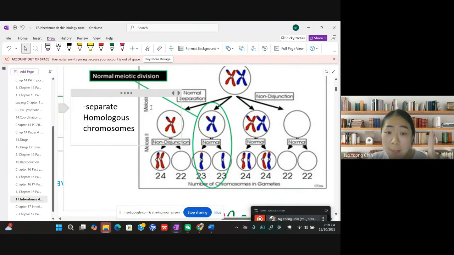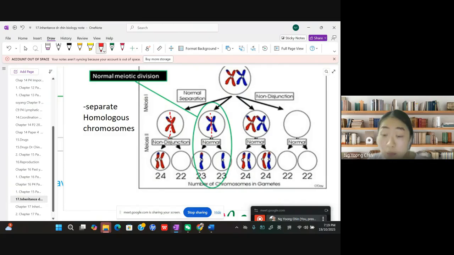So in meiosis 1, the first phase, you separate the homologous chromosomes. But in meiosis 2, you separate the sister chromatids. You separate here, like this. We call them sister chromatids, which are on the same chromosome.